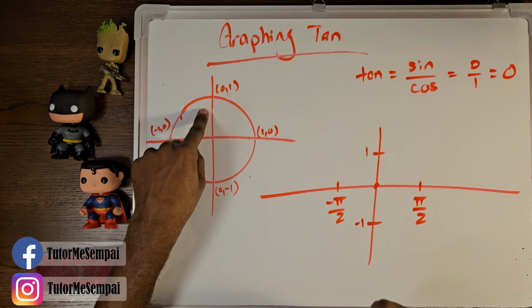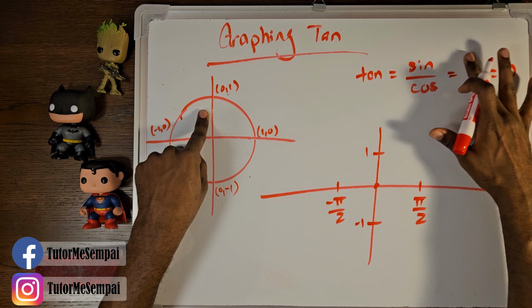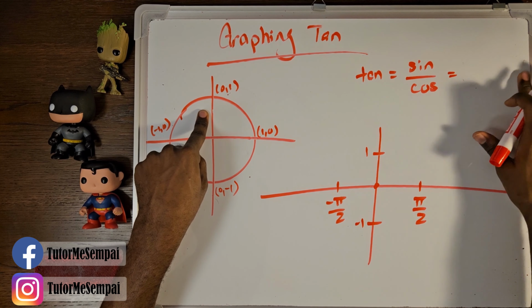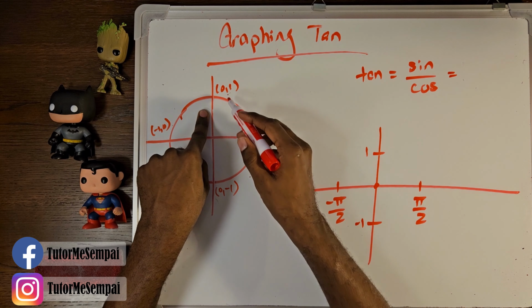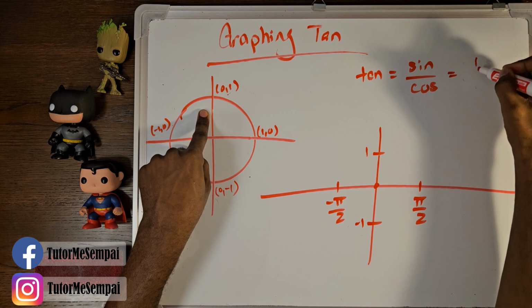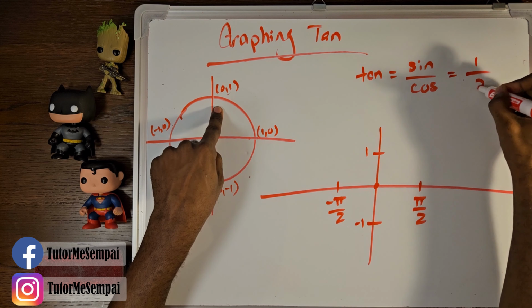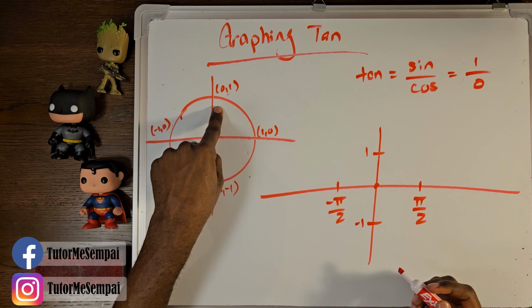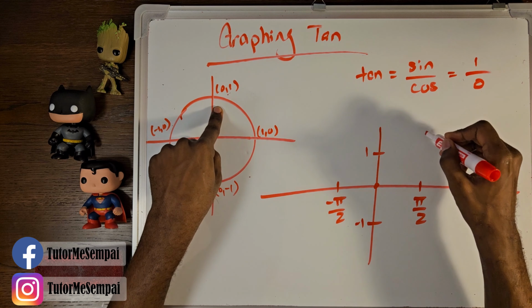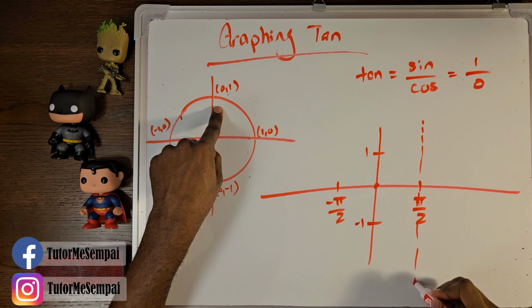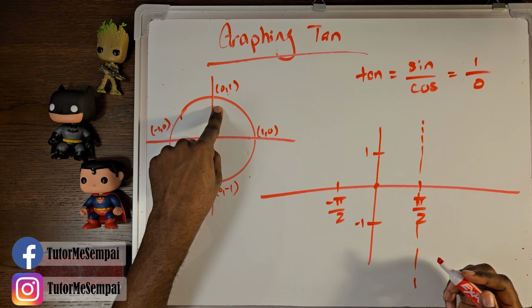How about when we're at pi over 2? What is the tangent value when you're at pi over 2? Well, we have sine 1, cosine 0. What's 1 over 0? Well, that's undefined. So we have an asymptote here, right? So you have to draw your asymptote.